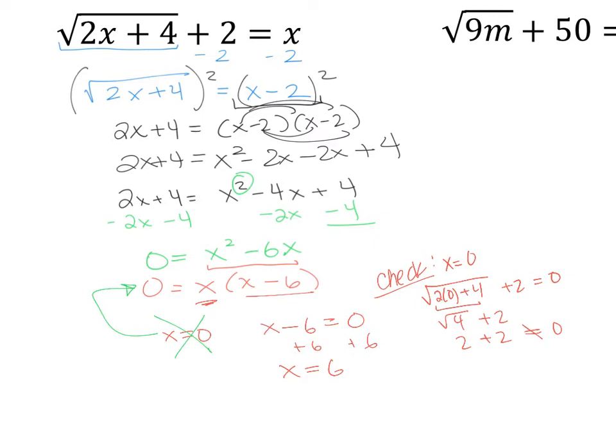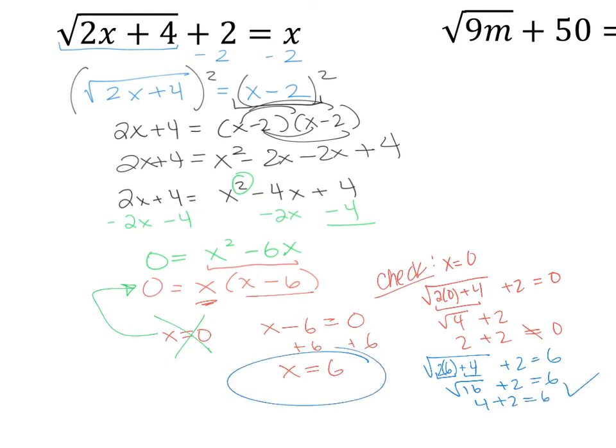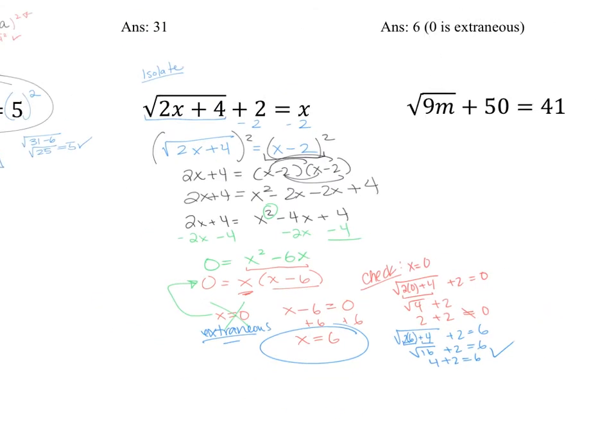So let's try the 6. That's the square root of 2 times 6 plus 4, plus 2, is supposed to equal 6. Well, this is 12 plus 4, that's the square root of 16, plus 2 is supposed to equal 6. 4 plus 2 does equal 6, that one checks. So that's my answer. And again, this one we call extraneous. It's like the extra one, the guy that doesn't work.